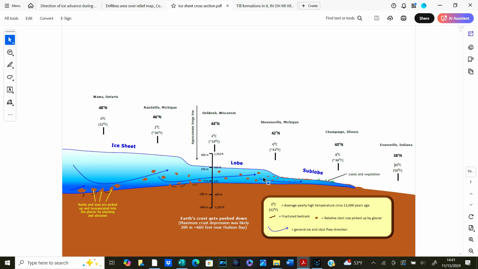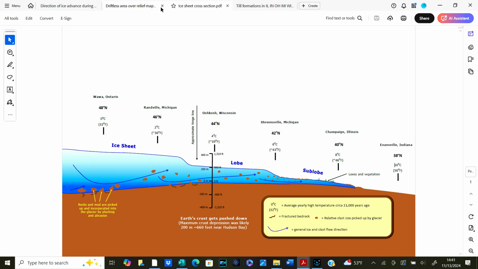I'm not talking about them as if they're living, but just the physics state of it. So this is the cross section of a general continental glacier. You see Wisconsin's here, Oshkosh. Oshkosh was glaciated, I believe. Yeah. And then Michigan, Champaign, Illinois, and then you get to Evansville, Indiana, which is never glaciated.